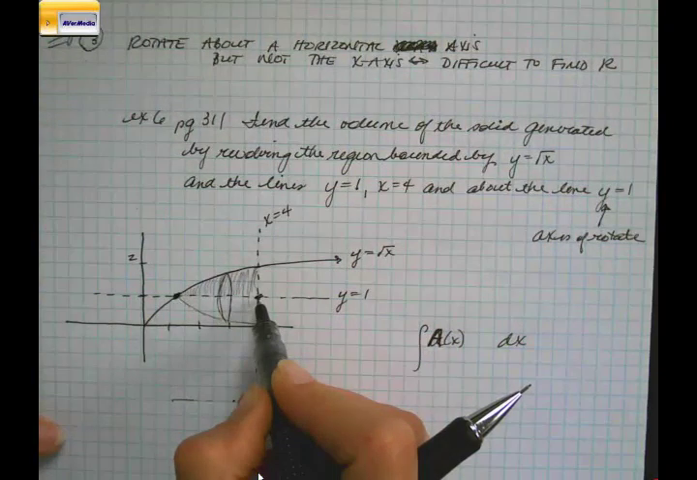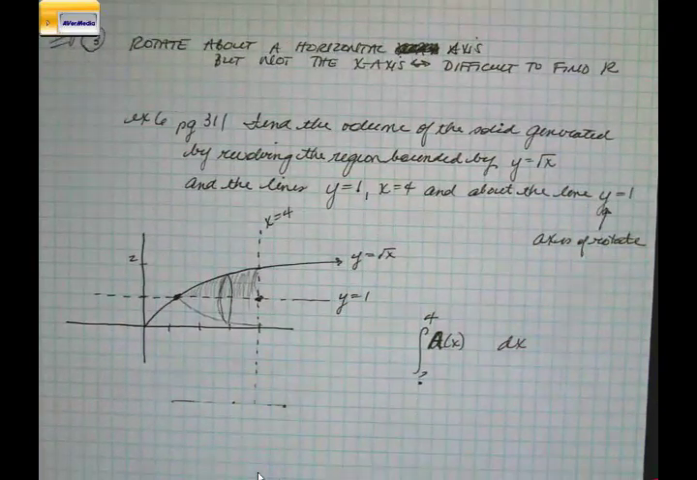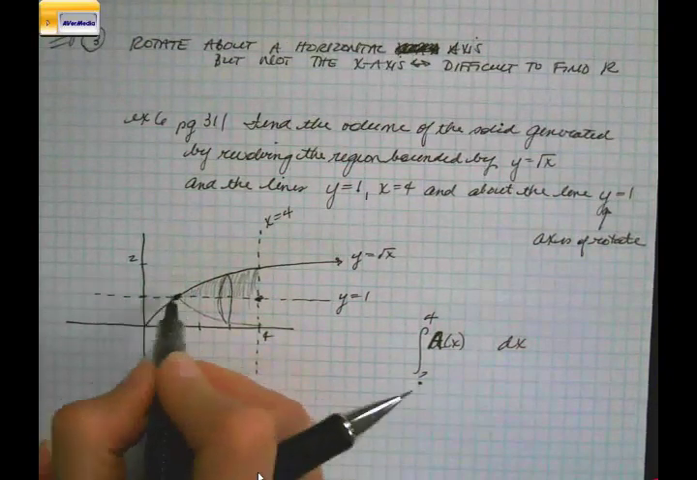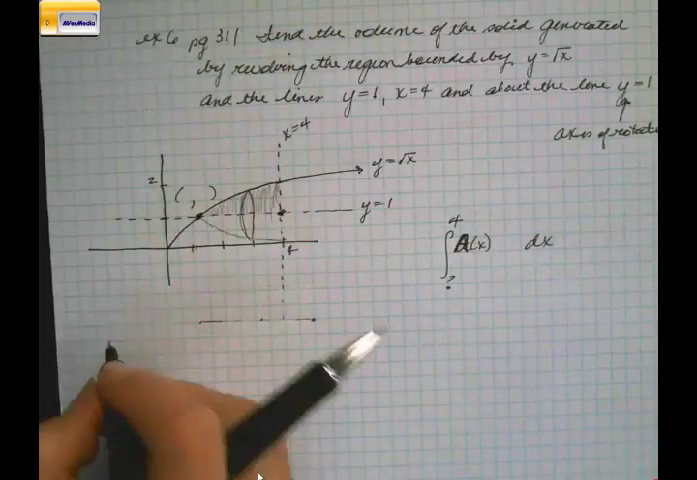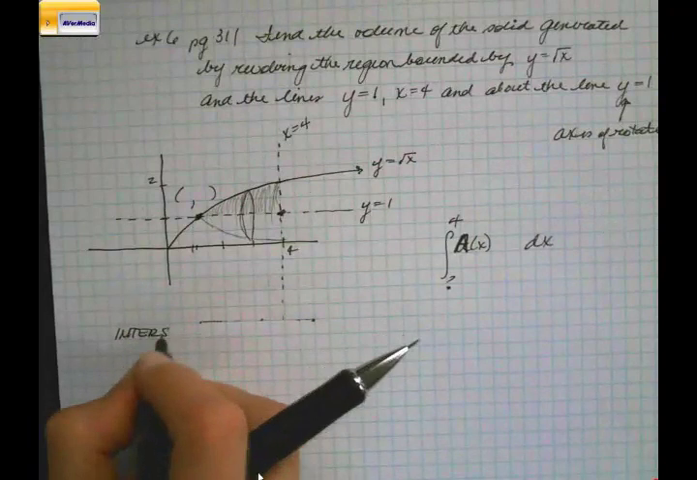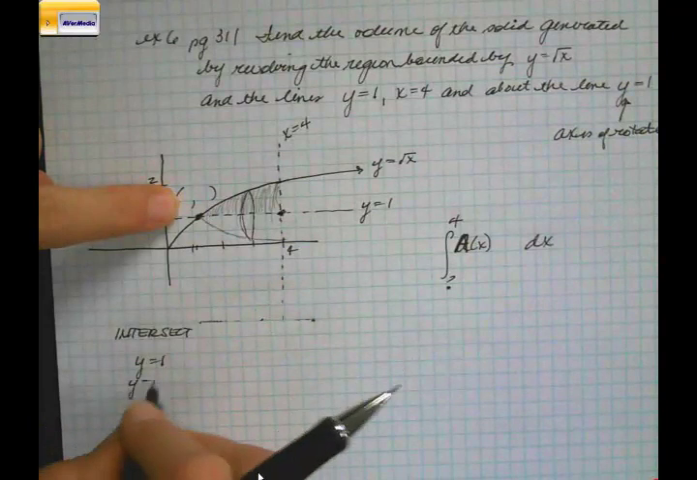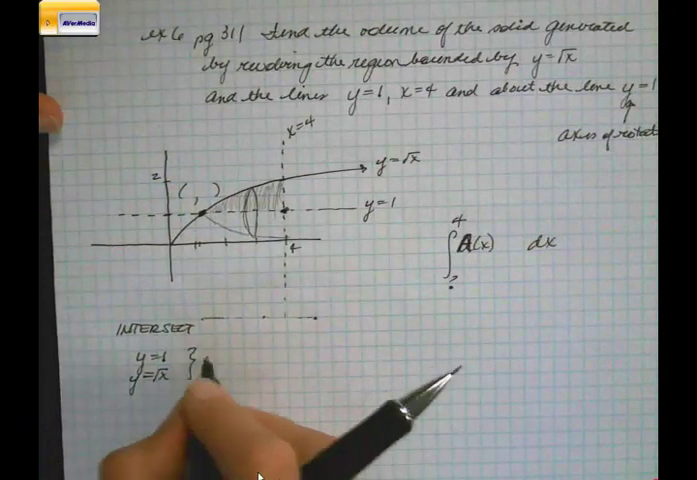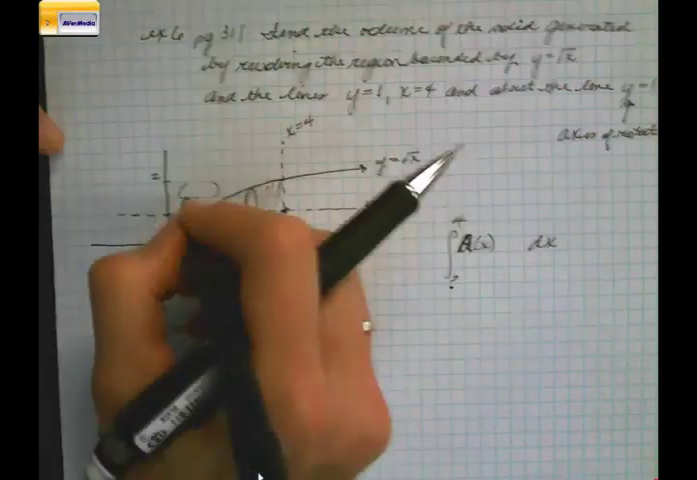Now I can tell you the upper x number is 4, right? But what is this one? It's not 0, is it? It's somewhere in here, and this number 4. So we have to find this ordered pair to know what that x value is. How do I find that ordered pair? It's the intersection of y equaling 1 and y equaling the square root of x. So to find where they intersect, I set the square root of x equal to 1, so what must x be? 1.